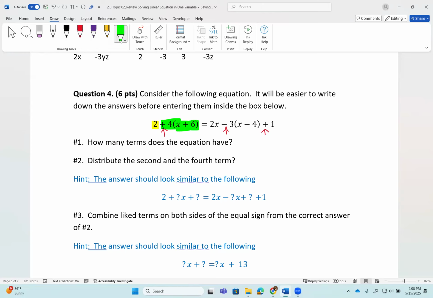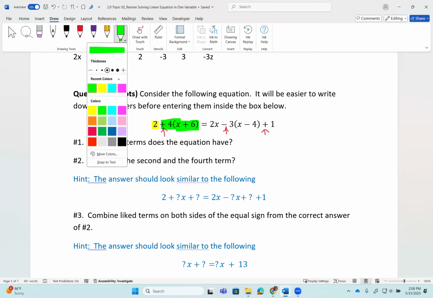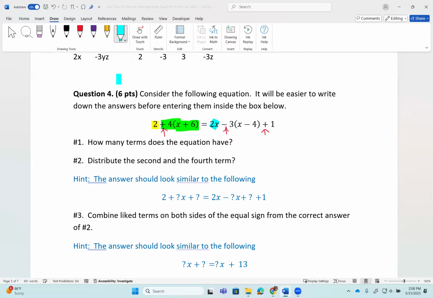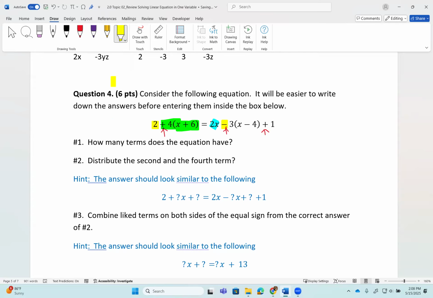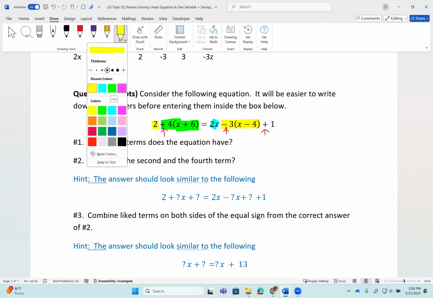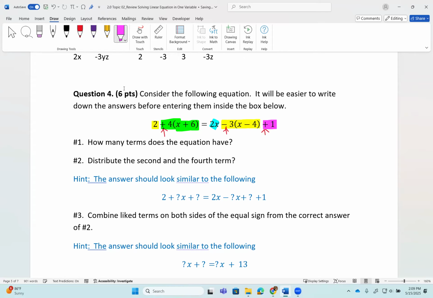So now I've got 2x in front of the subtraction, and 2x. From the subtraction to the plus sign is one term. The subtraction goes with the term that follows right behind it. So this is my second term. And then of course my last term, positive 1. So in this equation, 1, 2, 3, 4, 5, I've got 5 different terms. It looks like the second and fourth terms can be distributed.